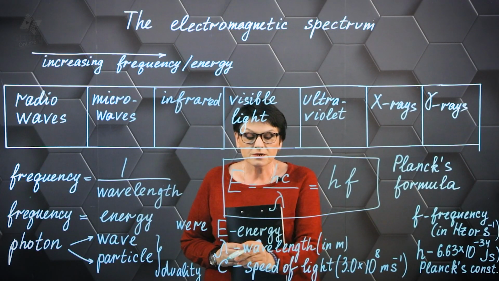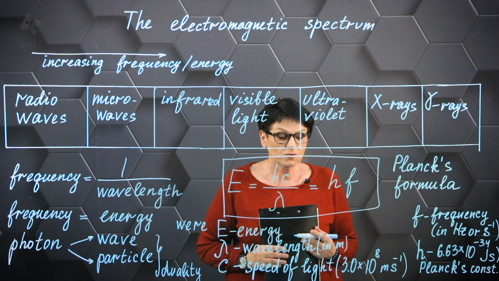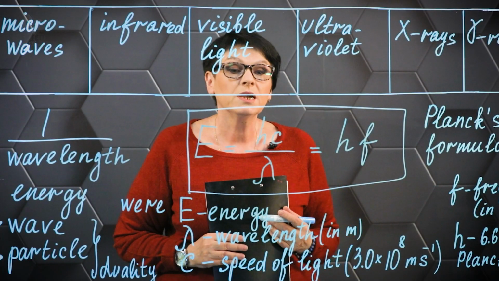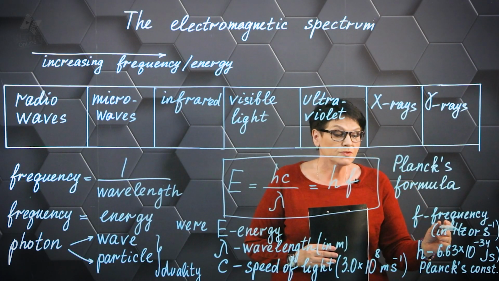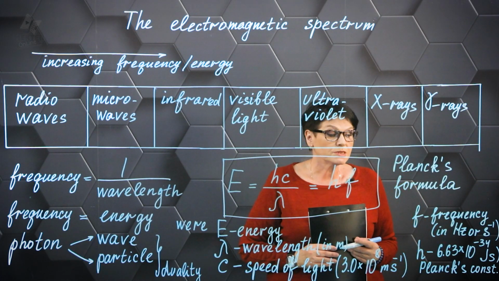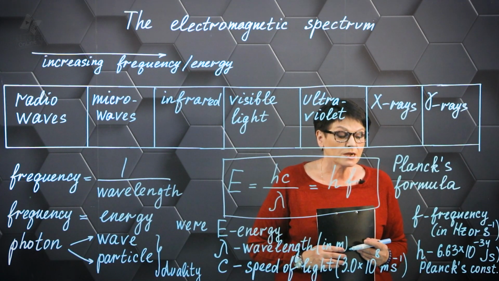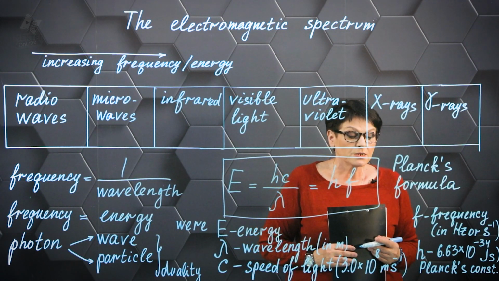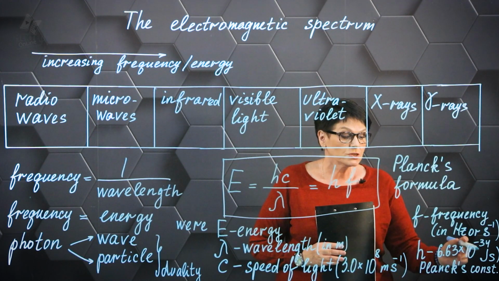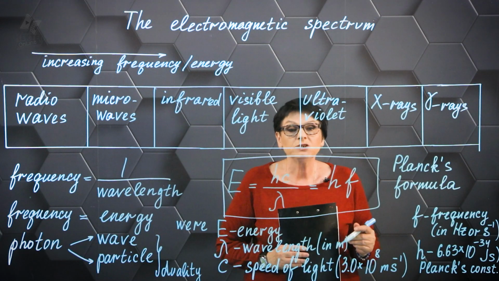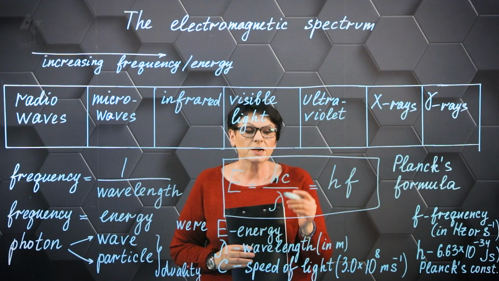Then c is the speed of light, which is 3 times 10⁸ meters per second. And then we also include here frequency, represented by the symbol f, which can be measured in hertz or in centimeters to the power of -1. And here as well, we include Planck's constant, which is equal to 6.63 multiplied by 10 to the power of -34 joules times seconds.